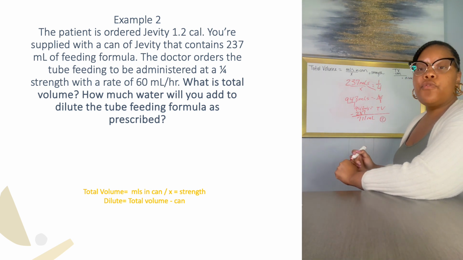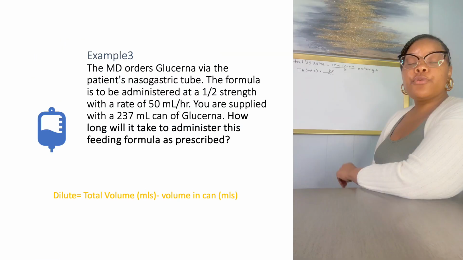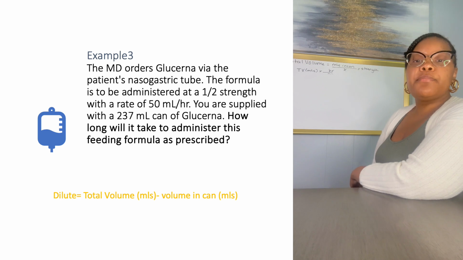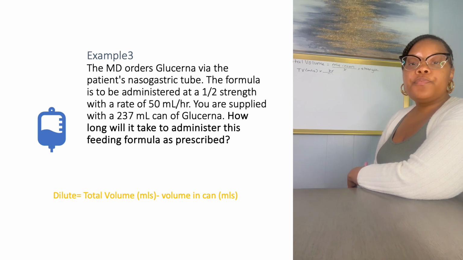All right, so let's move on to a different type of tube feeding question. We're going to switch gears to another type of tube feeding question. So this one will focus on how long it will take to actually finish the tube feeding order. All right, so it says that the MD orders Glucerna via the patient's NG tube. The formula is to be administered at a half strength with a rate of 50 mLs per hour. You are supplied with a 237 mL can of Glucerna. How long will it take to administer this feeding as prescribed?